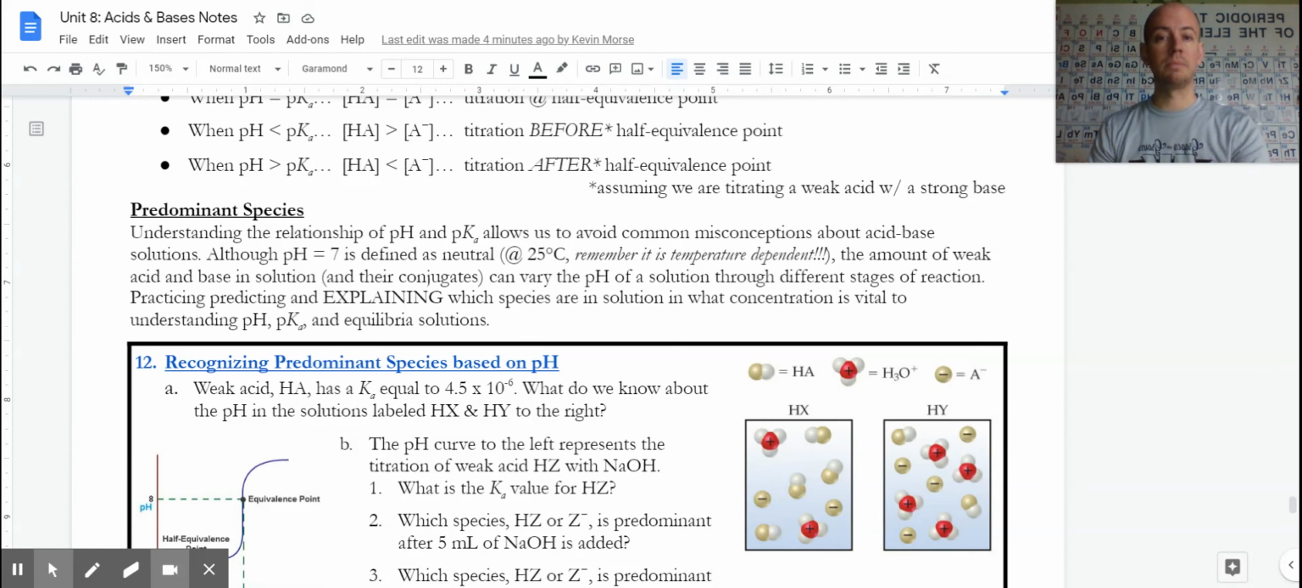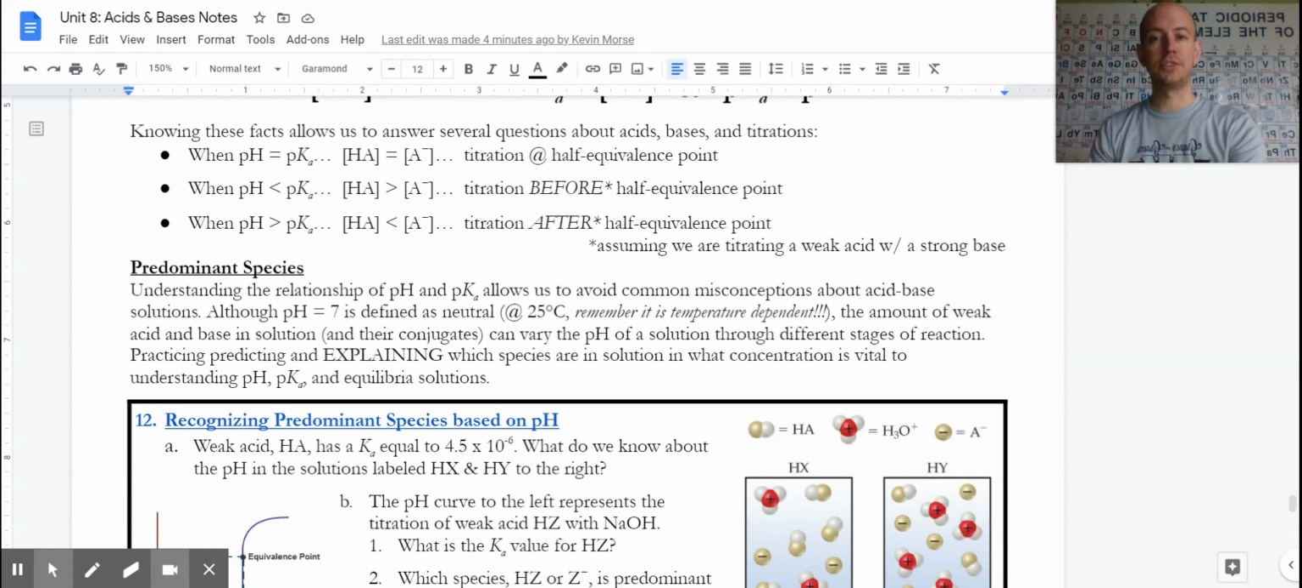In these examples, you're going to be explaining what we have more of and how we know that. It's all about this relationship here. There are numbers tied to it, and sometimes a little bit of math, but much more important conceptually is thinking about where I am relative to my pH and my pKa. What can that tell me about having more or less of one species relative to the other?